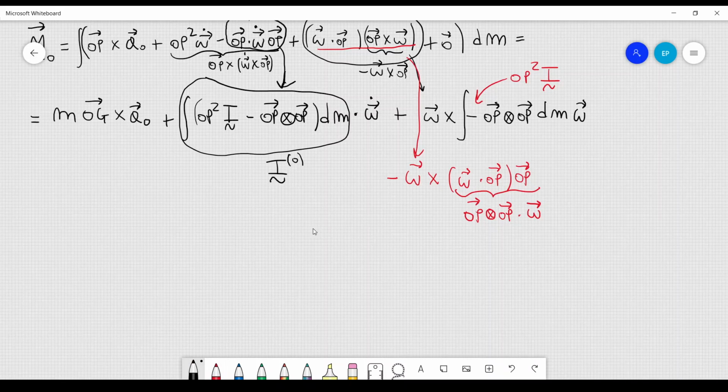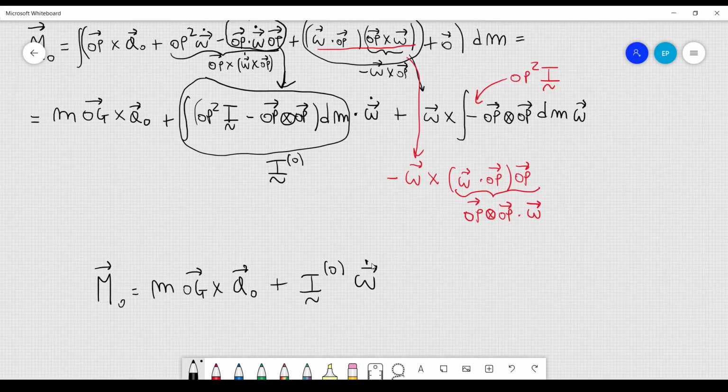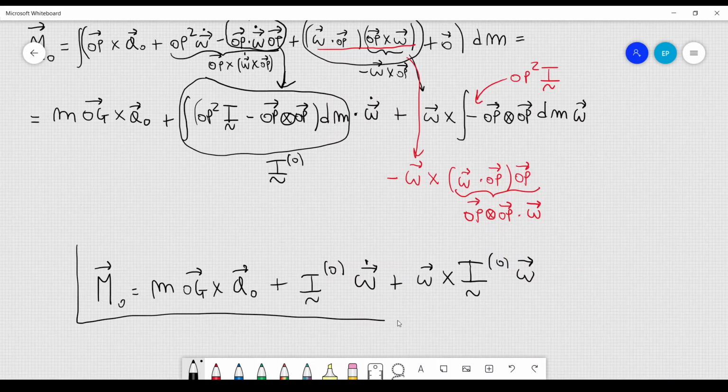So finally, I can rewrite MO like this. M OG cross product AO, acceleration of the point O, plus inertia tensor evaluated with respect to the point O times omega dot, plus omega cross product inertia matrix calculated with respect to the point O applied to omega. So this is a very important formula, and we are going to use that in a subsequent problem.